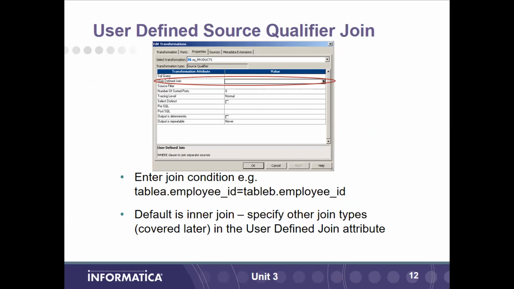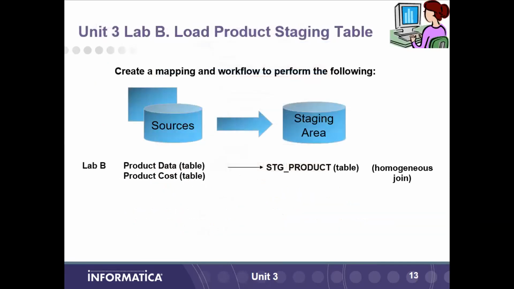Where are you going to use that? There is a property called user defined join. There you can write the join condition, and by writing that join condition, you can accommodate that homogeneous join in the source qualifier. Clear, right? I'll show you. No need to worry. Now, this is our next lab, guys. Product data is one table, product cost is another table. You have to bring this data into the stage product table.